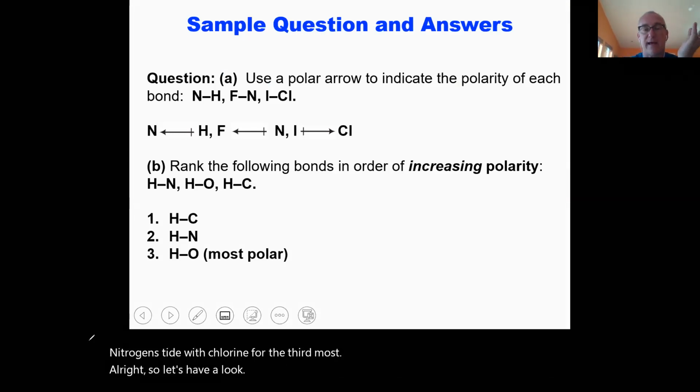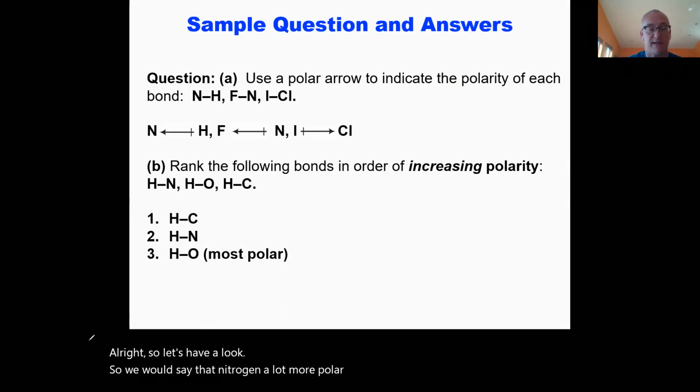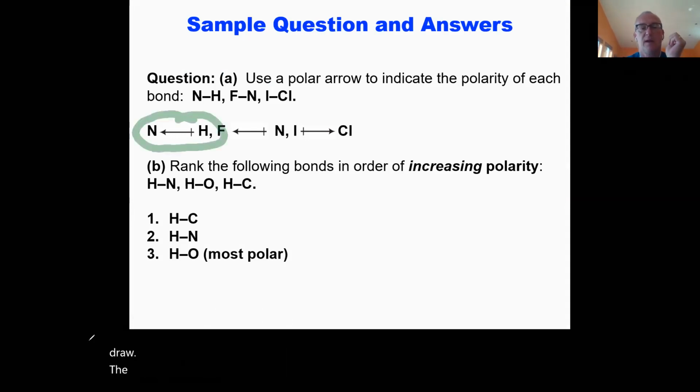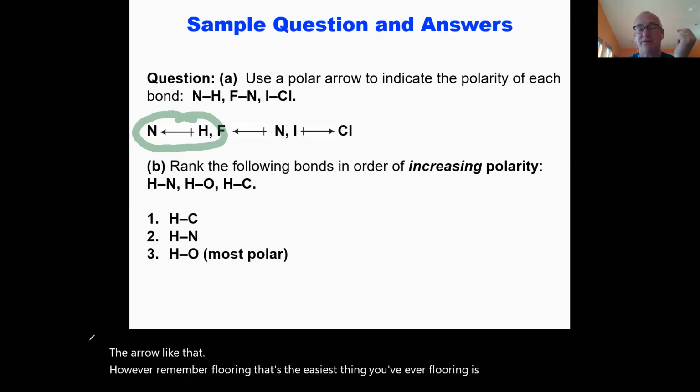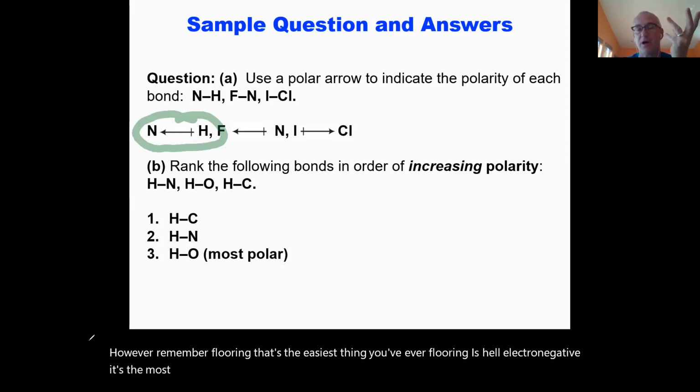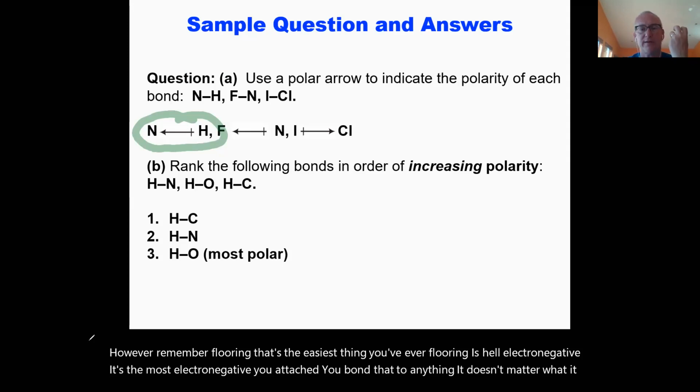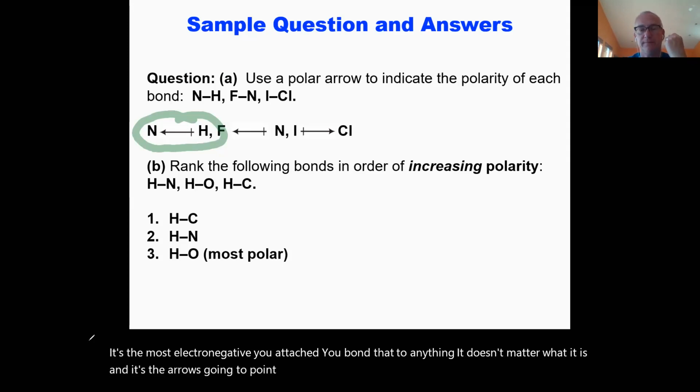So we would say that nitrogen is a lot more polar than hydrogen. That makes sense. So we would draw the arrow like that. However, remember, fluorine, that's the easiest thing to remember. Fluorine is hella electronegative. It's the most electronegative. You bond that to anything, it doesn't matter what it is, and the arrow is always going to point towards fluorine.